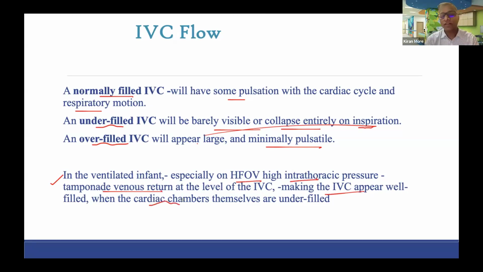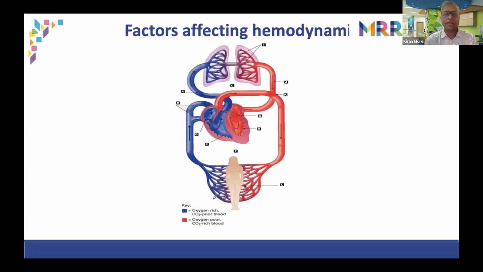So then you will have to look at the cardiac chamber, which might be underfilled because of the high intrathoracic pressure. So many times you might have to drop the MAP, or sometimes you have to change to conventional to do this echo and then make an assessment. So again, extremes are easy. Two congested and two collapsed IVCs are easy. In between, you might have a tricky issue.